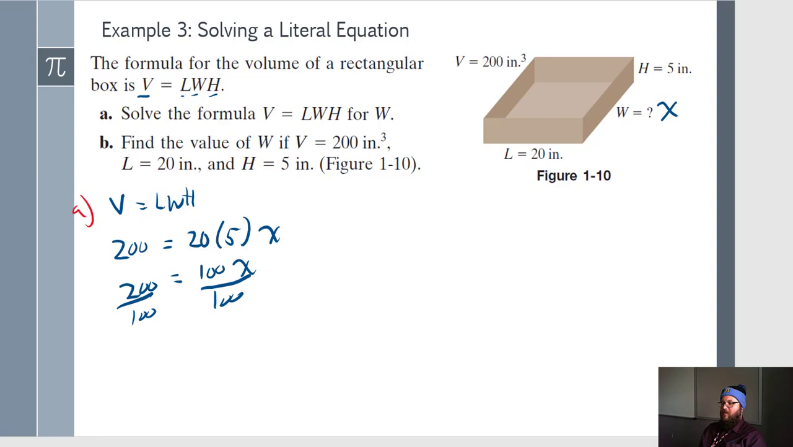And then let's go ahead and divide by 100. All right. So this is going to take all these zeros away, and this 100 is going to go over here on the right. So we are left with x equals 200 divided by 100. In other words, 100 can go into 200 twice. So 2 inches. So x, our width, is 2 inches. So you simply say width is 2 inches.